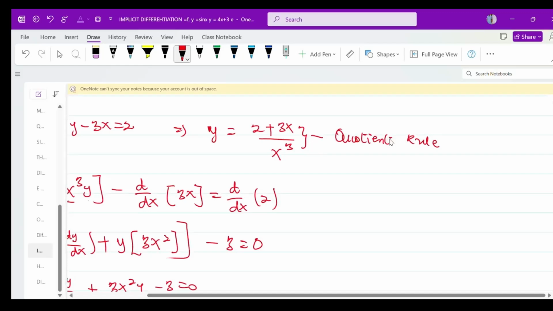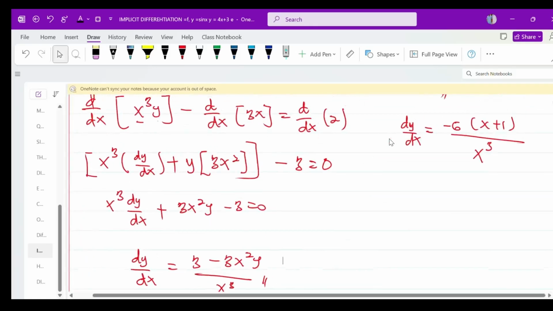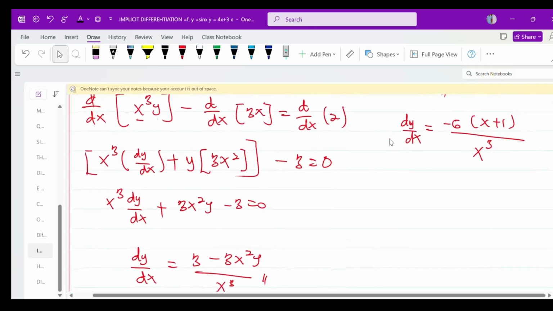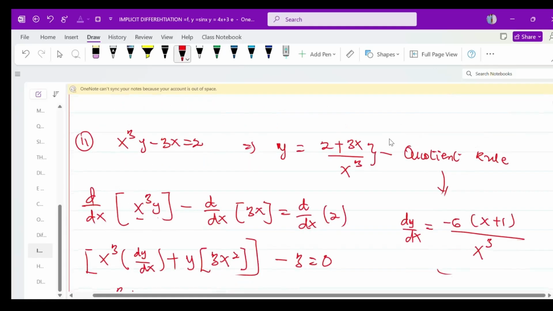Now, if you use the quotient rule, you're going to get your dy/dx to be negative (6x plus 1) over x cubed. So here the answers are the same. Just that if you want to get the answer for the y prime when you use the quotient rule approach, then you have to substitute this (2 plus 3x) over x cubed in place of the y here.